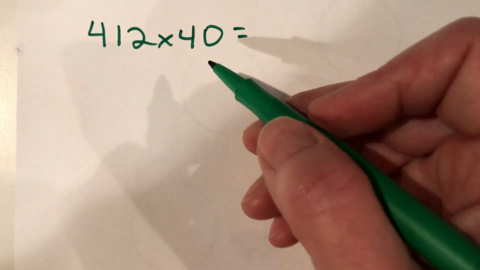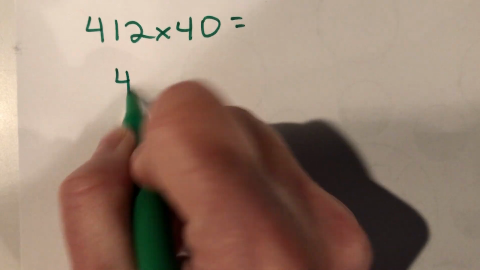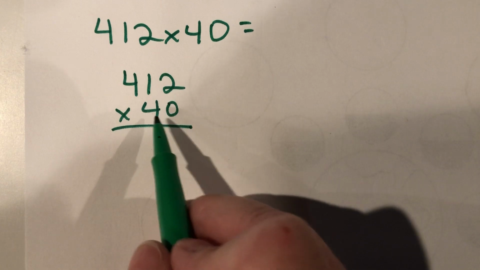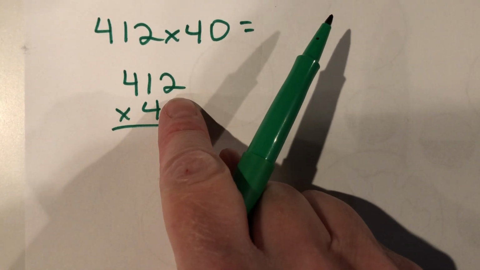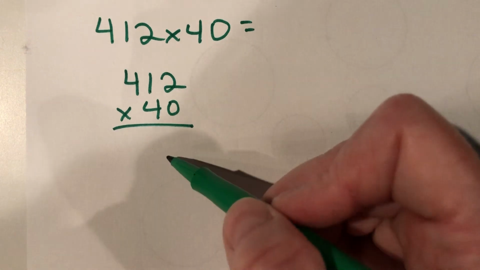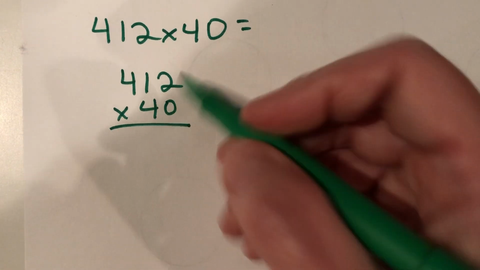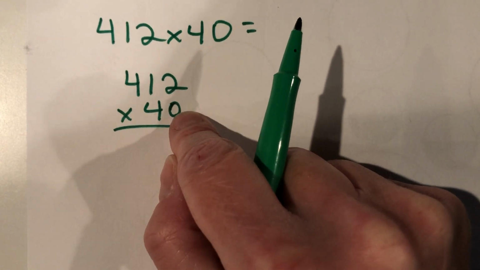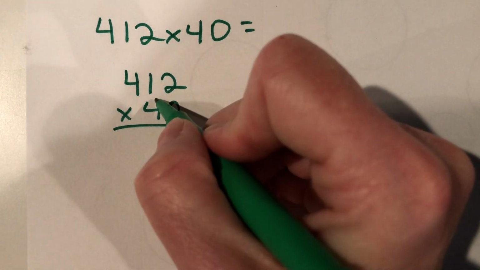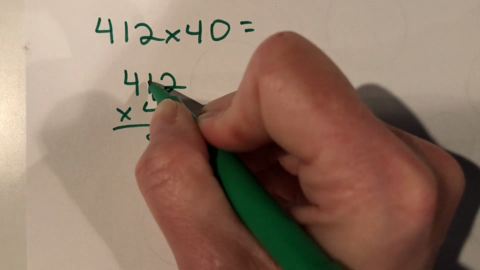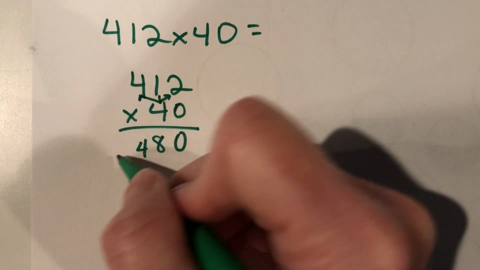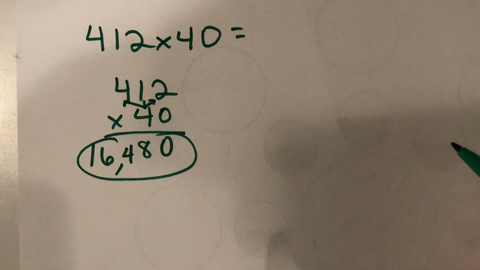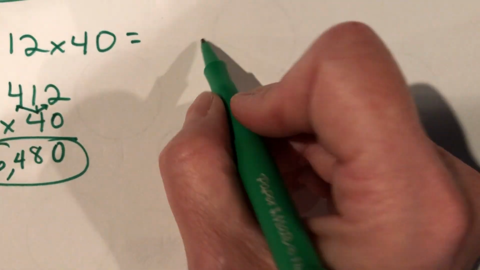Okay, so in 412 times 40, I would set this up and say, okay, 412 times 40. Now, if you just wrote 412 times 4 and put your 0 in at the end, that's fine. I'm going to go ahead and just write the 40 underneath. I always want my multiple of 10 to be on the bottom. And this 0 right here, if I'm going to do 412 times 4 and then times 10, I can just put my 0 there. All right, 4 times 2 is 8. 4 times 1 is 4. 4 times 4 is 16. So your answer should be 16,480.